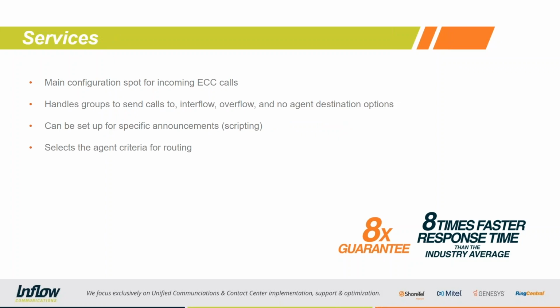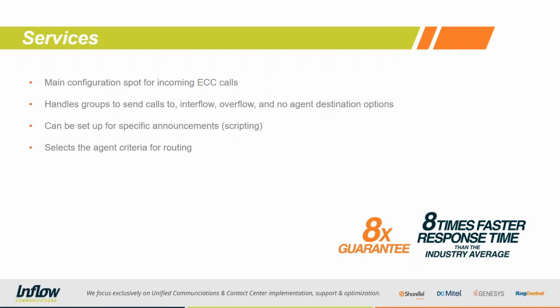Once you get in through an IRN, the main piece is a service. And the service is going to be your main configuration piece for the majority of the call. The service is going to allow you to set up the actual call to get specific announcements, when those announcements happen, the group you're going to send calls to, which is going to be your group of users, any interflow or overflow or no agent destinations.